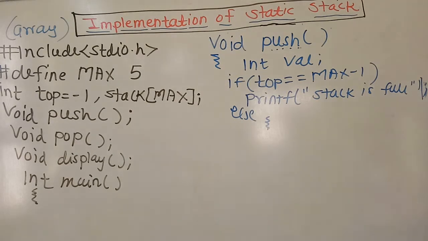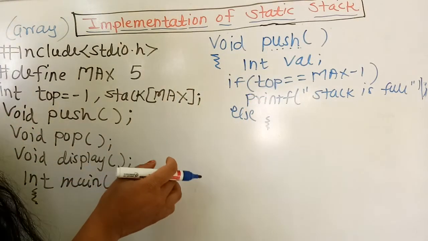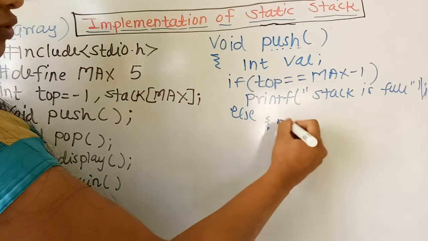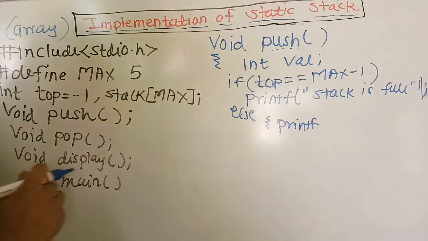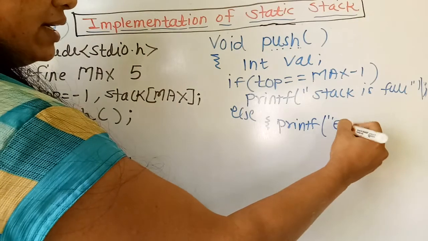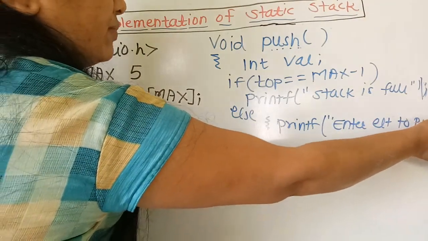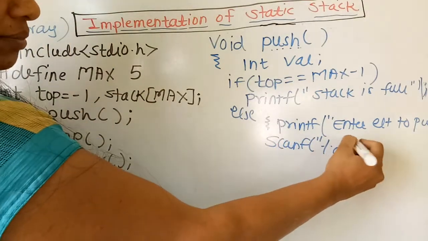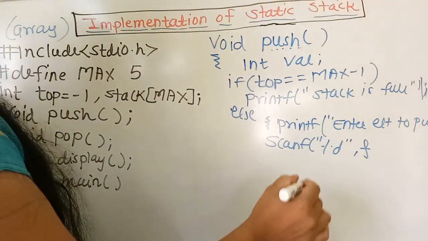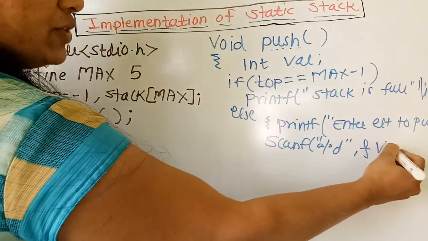That is nothing but inserting the elements into the stack. So for that we will apply the basic mechanism of a push, that is we will accept an element from a user. For that we will display a message like printf "Enter element to push". Then we will accept these elements from the user like scanf %d, ampersand. Which variable have we created to accept a value from a user? Here it is value. So we will write it as value.